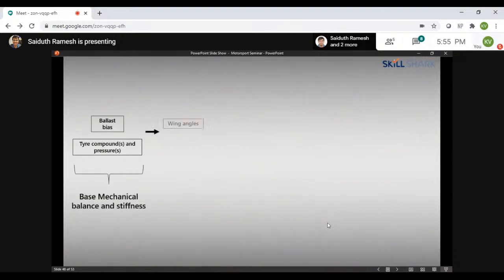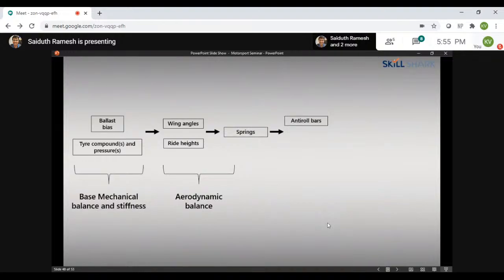That gives basic mechanical stiffness and balance. Then you have wing angles and ride heights. That sets up how your aerodynamics will work. After that, you move on to springs, which kind of link aerodynamics and the mechanical end of the car. Aerodynamic balance matters mostly in high speed corners. Mechanical balance is the weight distribution front to rear. It's more important for slightly slower speed corners. And I'll show you in the next part.